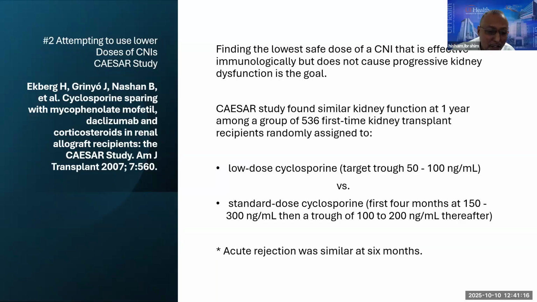So eventually we may have to tailor make our target trough to an individual patient, and hopefully we may come to the point where we're able to assess the strength of a particular patient's immune system, and then tailor make our target trough, hopefully to get as low a dose of CNI as possible in an individual patient.